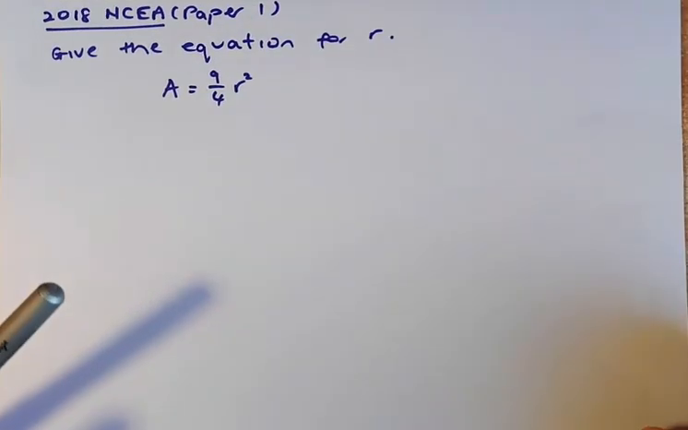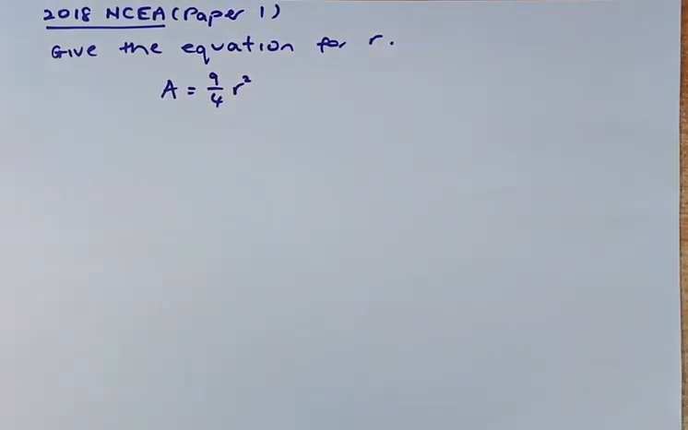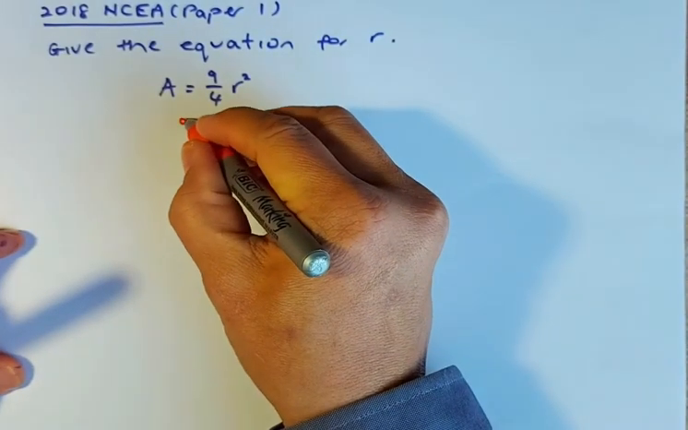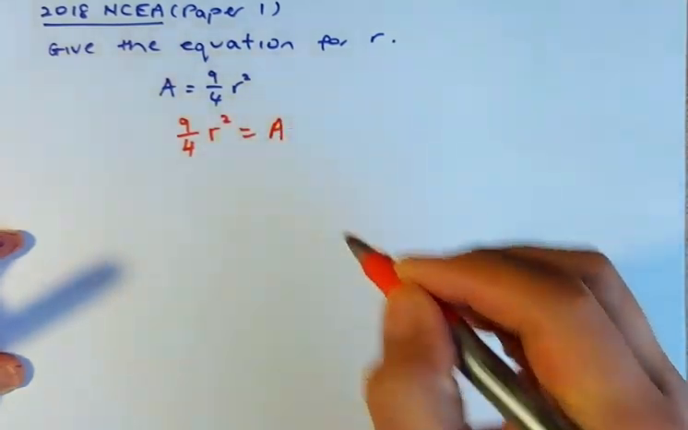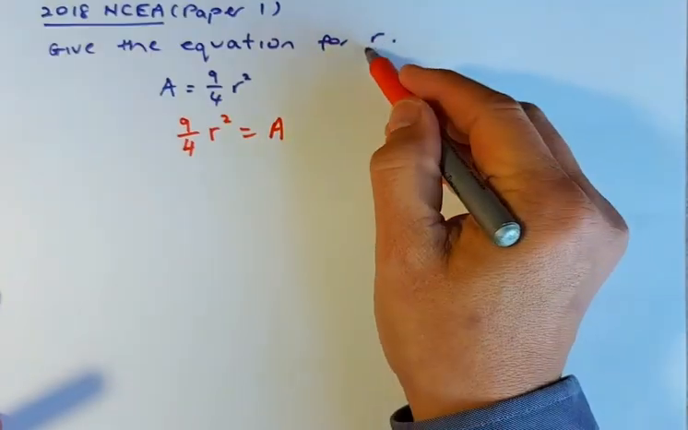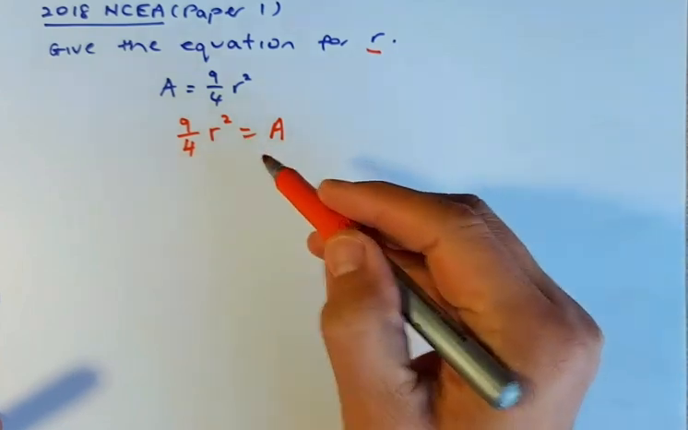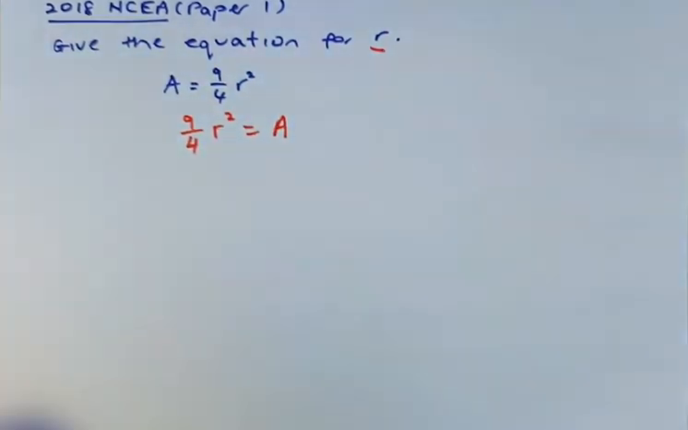Okay, we shall look at another example, another Achieved question. So this was from the 2018 NCEA paper, and you are going to make R the subject. So step one again, you're going to swap the equation. So 9 over 4 R squared equals A. The first thing, you need to put the subject of equation, which is R, on the left. So R has to be on the left. So what you do, you swap the equation.